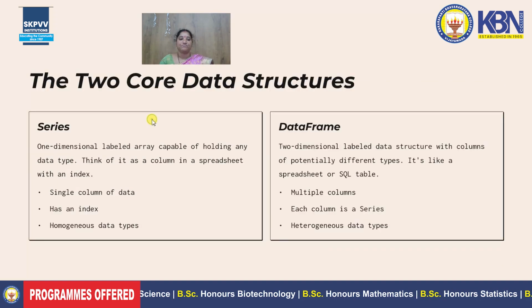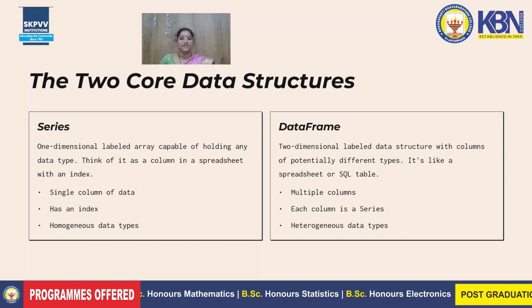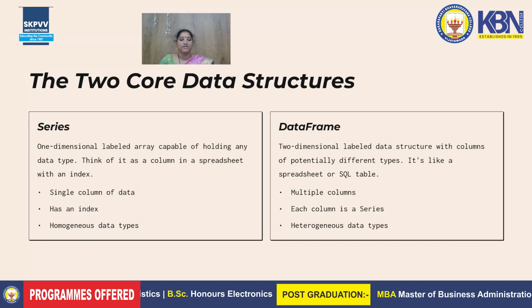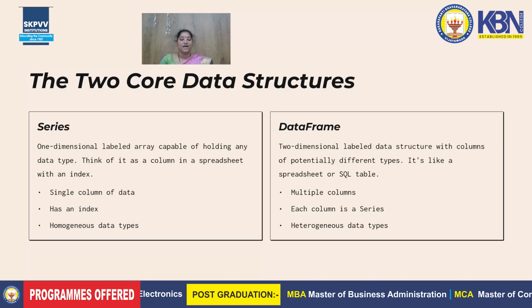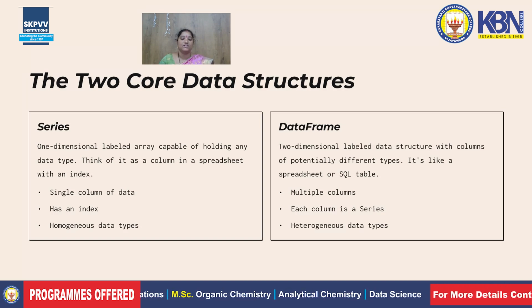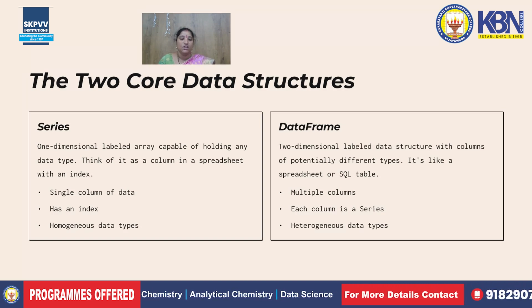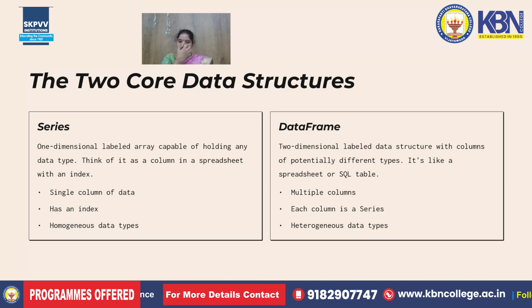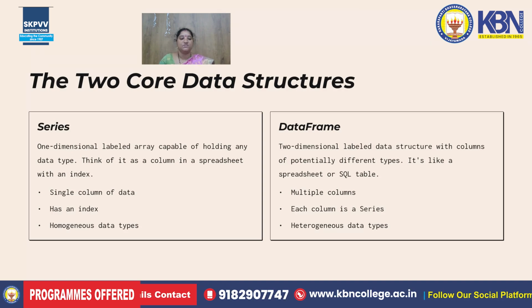Now we can see the two core data structures. There are two types, that is Series and DataFrame. In a Series we have a one-dimensional array format. As we previously know, arrays come in many types, that is 0 dimension, 1 dimension, 2 dimension and multi-dimensional also. In a Series we have only a single column of data, and it has index values, and it holds homogeneous data type elements. This one-dimensional array is capable of holding any data type, and it is like a column in a spreadsheet with an index format.